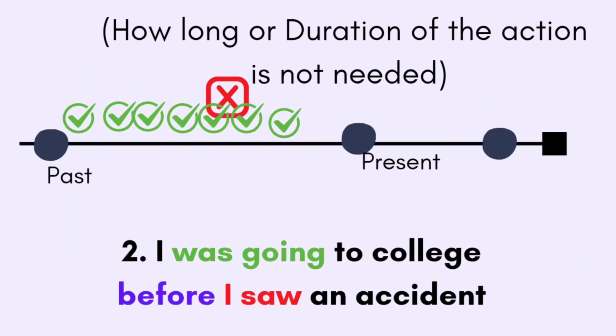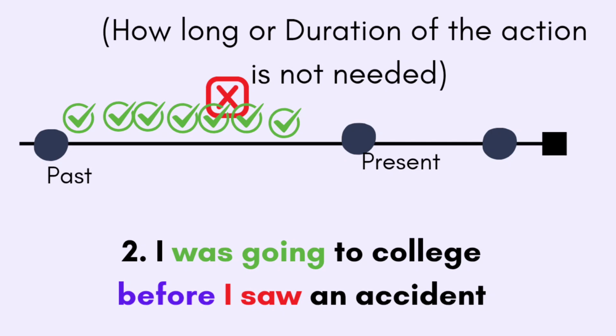Let's see the second example. I was going to college before I saw an accident. Here, an ongoing action was happening. I was going to college before I saw an accident. Yes, I saw an accident in the middle, but I did not stop going to college. So I stopped my bike aside and I spent some time there. But I did not stop going to college.